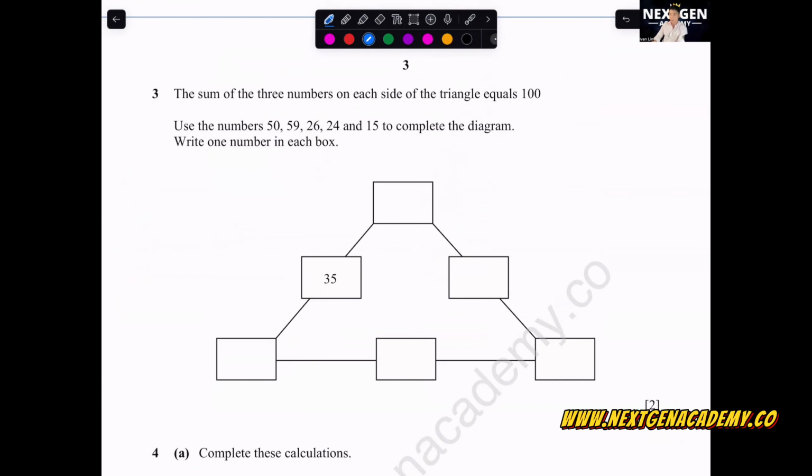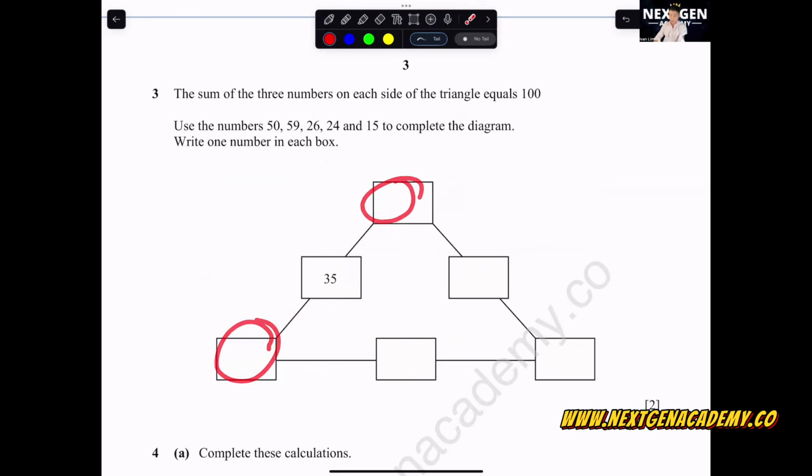You might want to do trial and error, right? Let's start with 35 first. What do you think is a possible number to put here and here? Use mental calculation. 26, and what? We will start like that first. We only got this number, right? The total needs to be 100. So these two numbers added together should be equal to what?